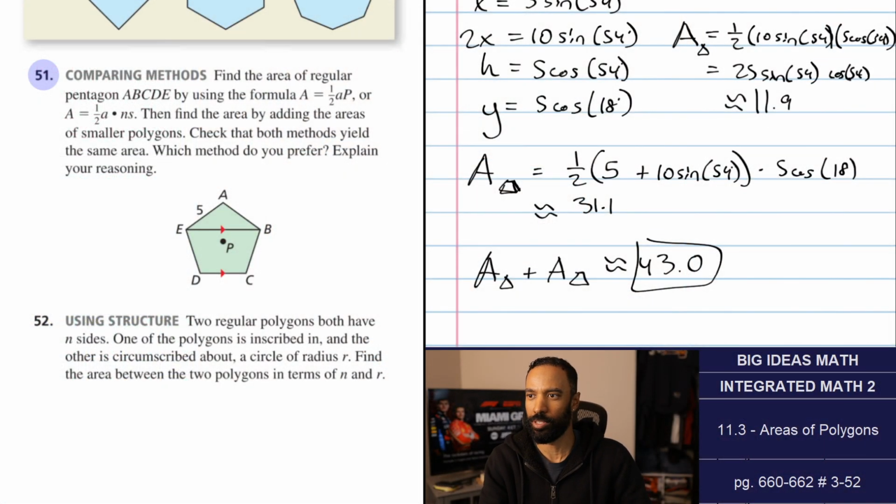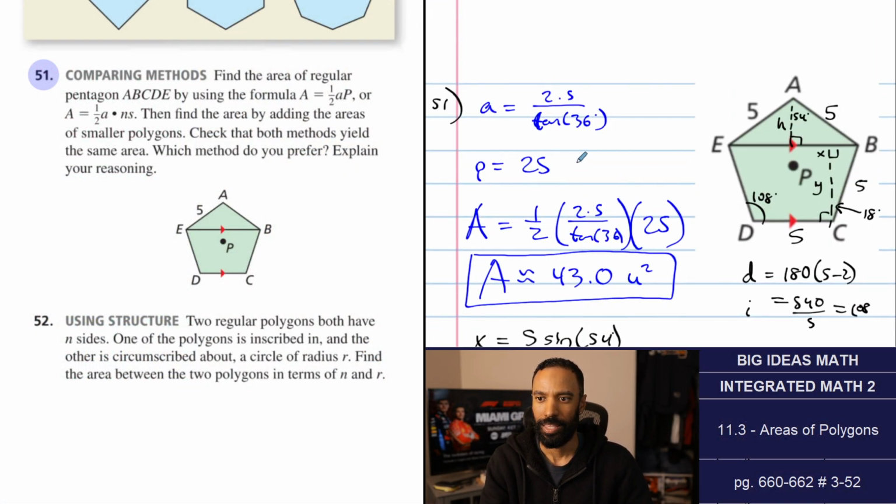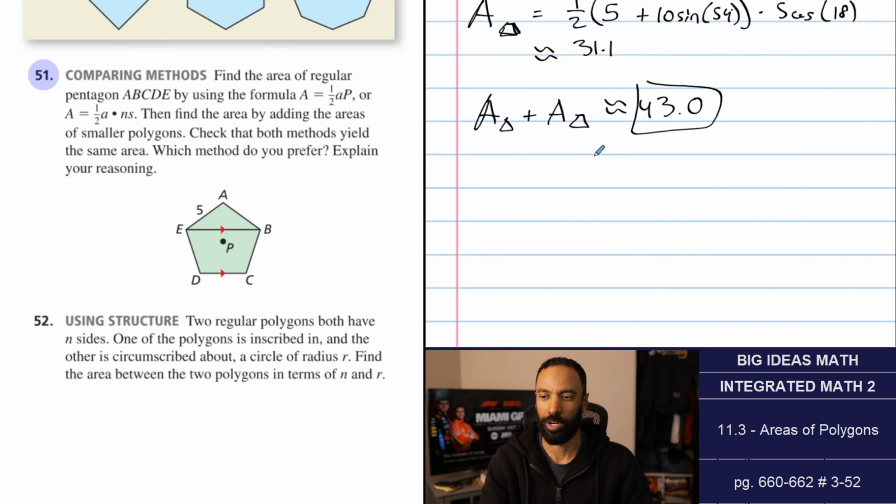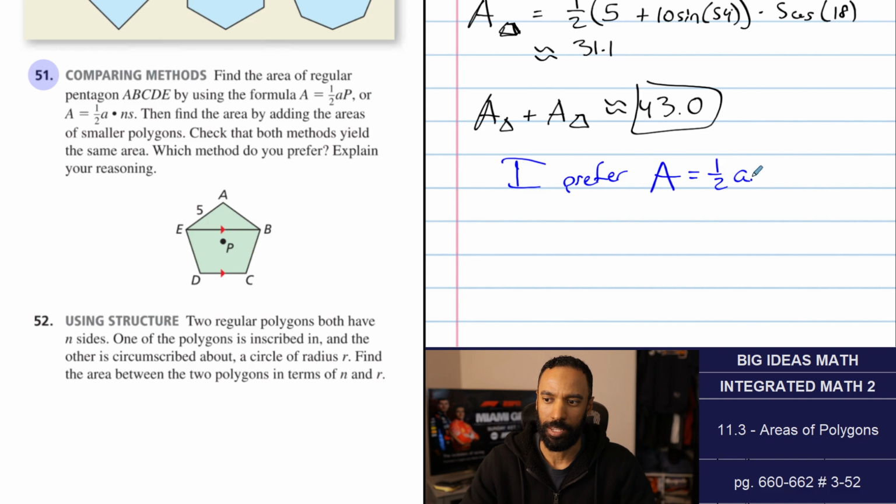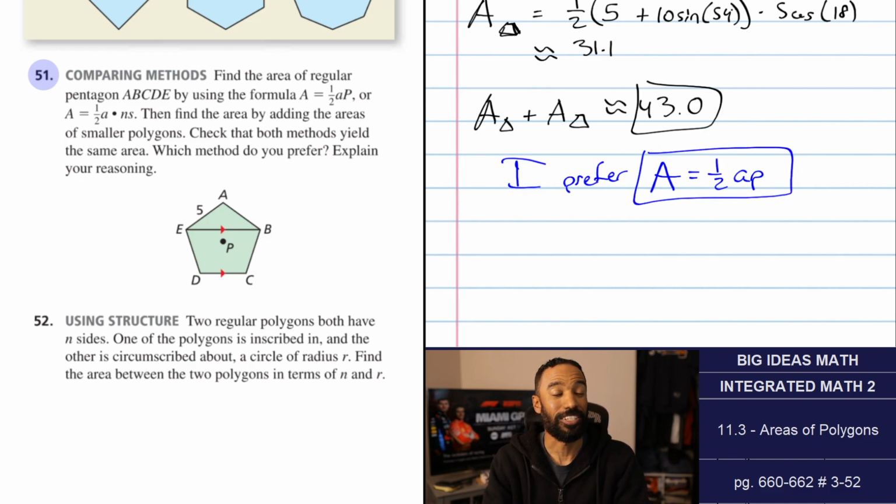All right, 43.01. So what is that? Around 43.0. Now, last time I got 43.0 as well. That was a lot less work. A lot less work. I prefer A equals 1/2 a p, and I'm sure you would as well. It depends on the problems, because for something like a square or a triangle, I might do something else.